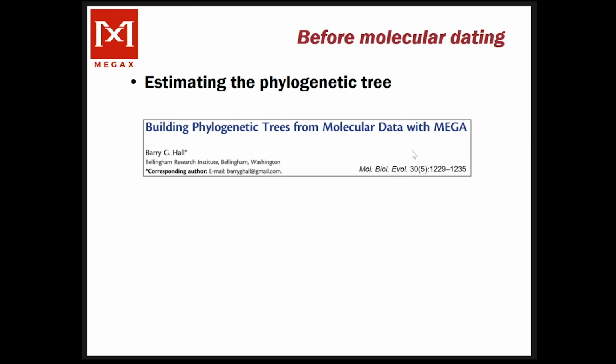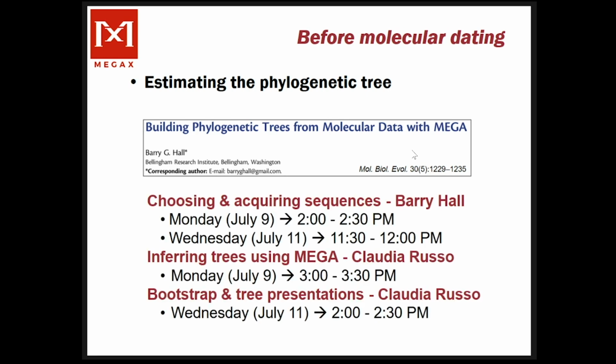So before molecular dating, the first thing you have to have is a phylogenetic tree. But how to estimate a phylogenetic tree? There is a very useful protocol that was published in MBE in 2013 that guides you on how to build your phylogenetic tree based on molecular data in MEGA. And actually, we previously had very interesting talks about that, so they already happened. But anyway, if you don't know how to estimate that, this is a very useful reference for you to start.